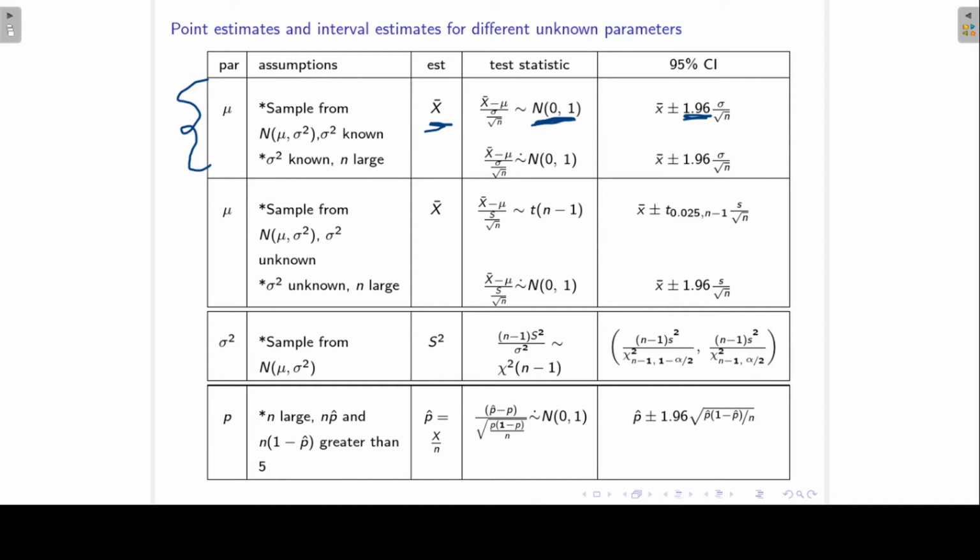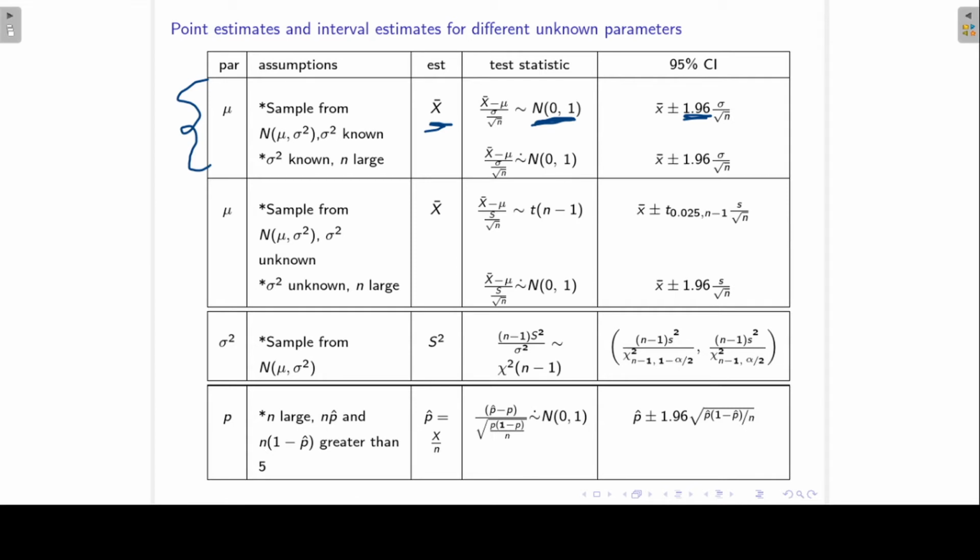If you look at the second star under assumptions, if I do not sample from a normal population, but my sample size is large, then my test statistic looks the same as above, and it follows an approximate standard normal distribution because of the central limit theorem. And then my confidence interval also looks exactly the same as the one above.